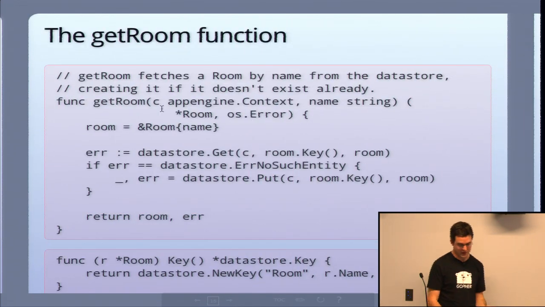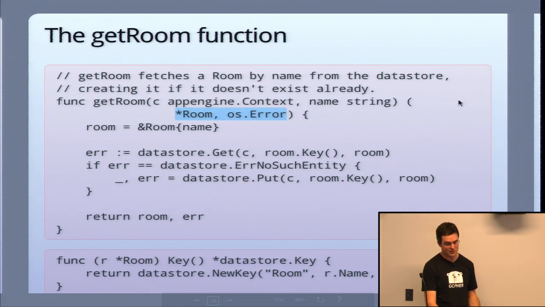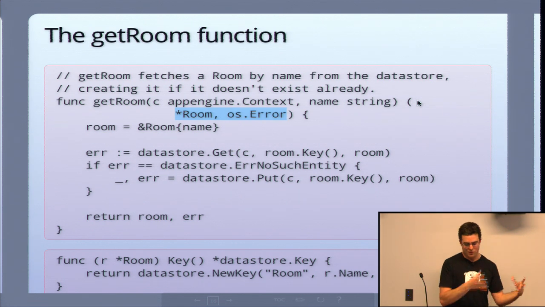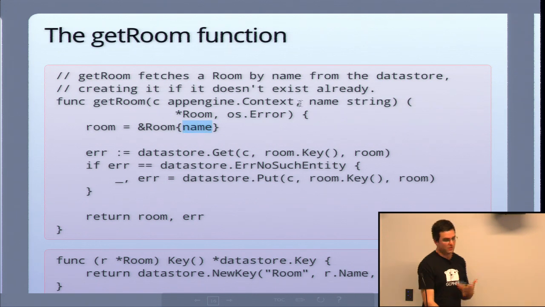So this is the body of the getRoom function. It's a pretty simple function. It takes the AppEngine context and a name, and it returns two parameters. Now, typically, you would have this bit of code at the end of the line, but I'm kind of constrained, so I apologize for the crampedness of some of these examples. At the top of this function, I create a new room, and there should be a colon there, I apologize. I create a new room with the name that was provided.